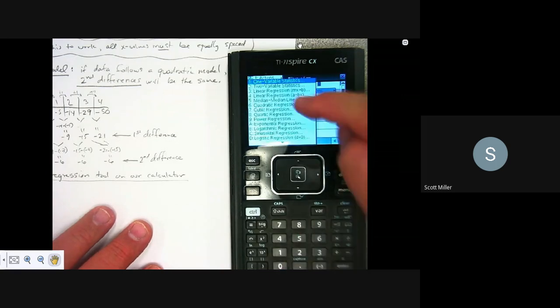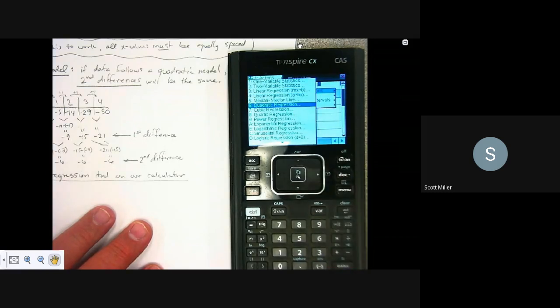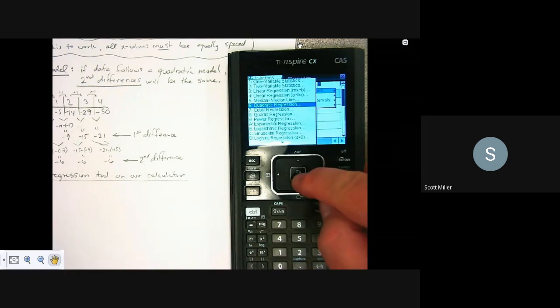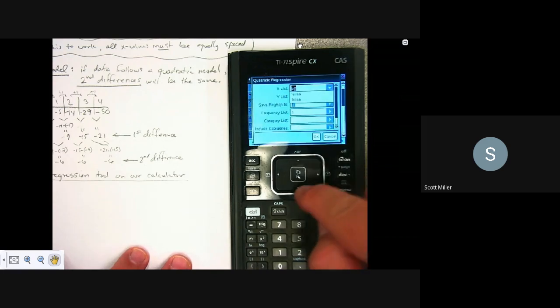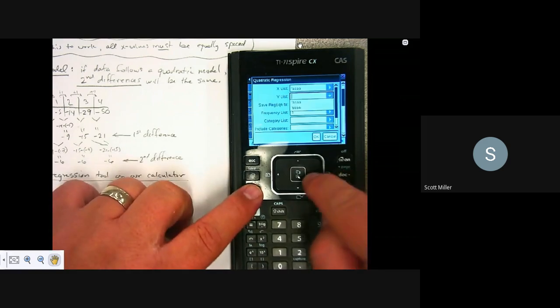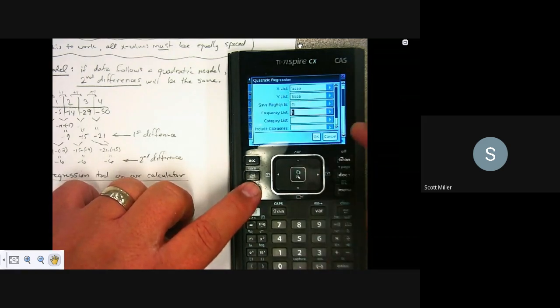And then if you look down here, you see all these different regressions that are in here. And you can go down here and see that quadratic is sitting right there, quadratic regression. And it's going to give you a model equation and then the numbers to plug into that model. Okay, so this list right here is going to be the A list. This one is going to be the B list. And then you can just default all the rest.